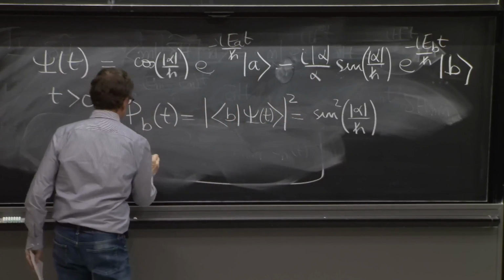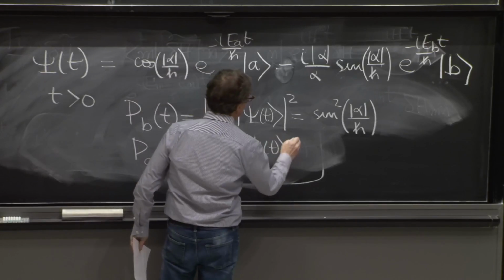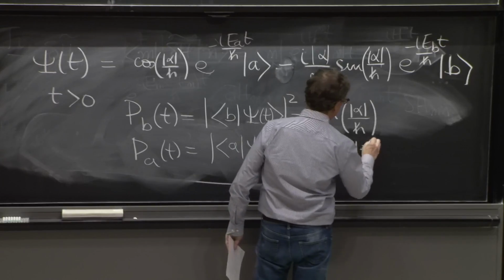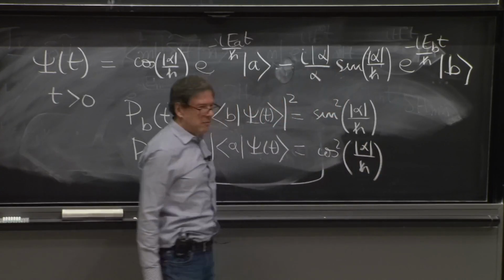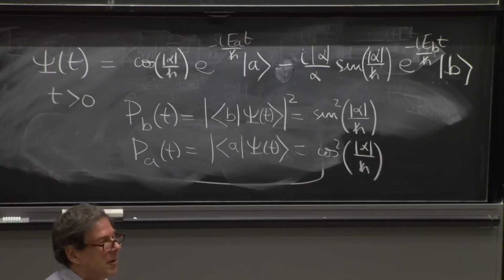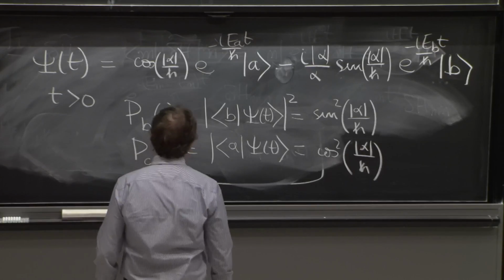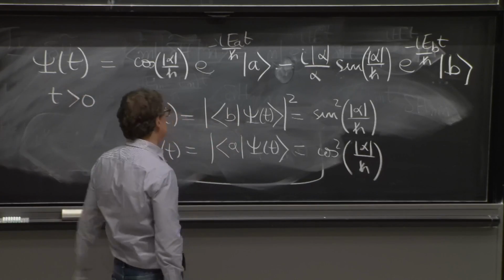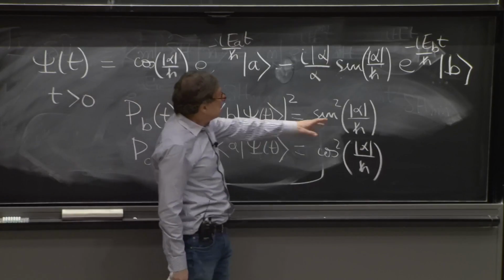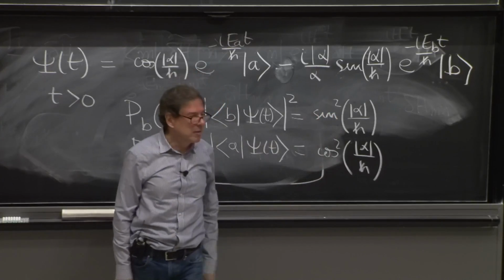What is the probability to be in A? It is A with psi of t, and in this case it will be cosine squared of the length of alpha over h bar. And it's very handy that cosine squared plus sine squared is equal to 1, because it has to be either in A or in B. And it's kind of interesting. If you were doing this in perturbation theory, we would have found P of B proportional to alpha squared, because of the first term in the expansion in terms of the interaction. Here we solved it exactly.